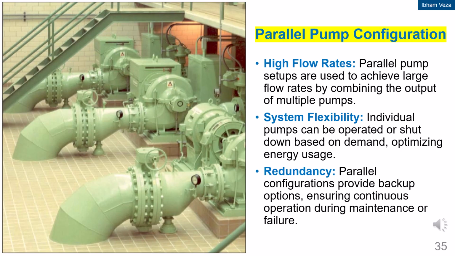Parallel pump configuration. Parallel configurations are used when the system requires very large flow rates. The main advantage is flexibility because pumps can be turned on or off according to demand. The system also becomes more reliable due to redundancy if one pump fails. This arrangement allows energy savings under partial load conditions. However, the characteristics of each pump must still be compatible to ensure stable flow sharing.